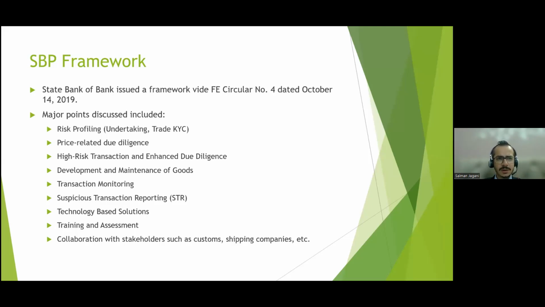State Bank of Pakistan has also mentioned something on transaction monitoring regarding the trade scenarios to be implemented in their software. Then there is training and assessment: how training should be given, what training should be given, and what the domains of training are. Then the collaboration with stakeholders such as customs and shipping companies, to make the transactions easier.